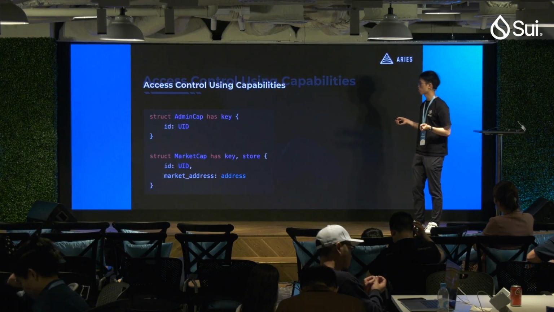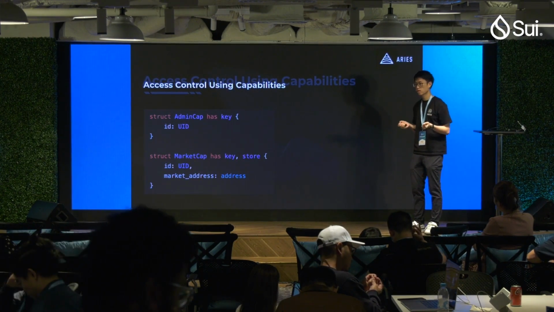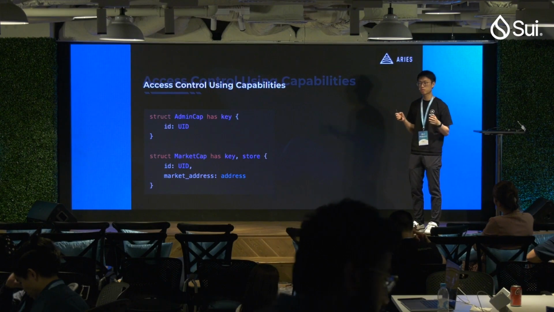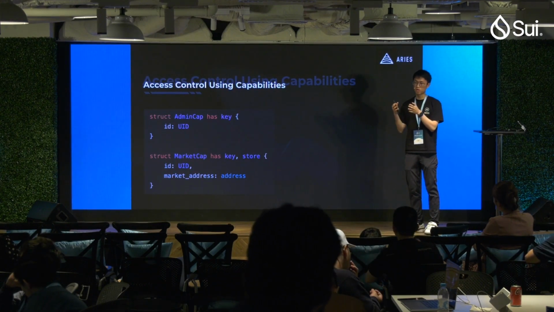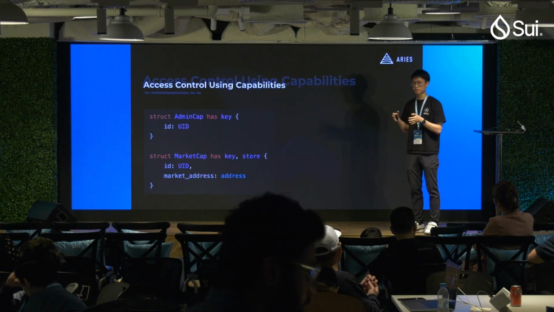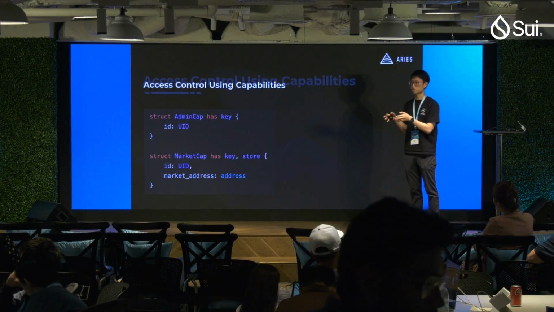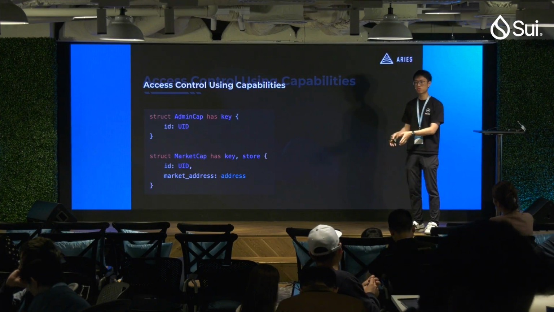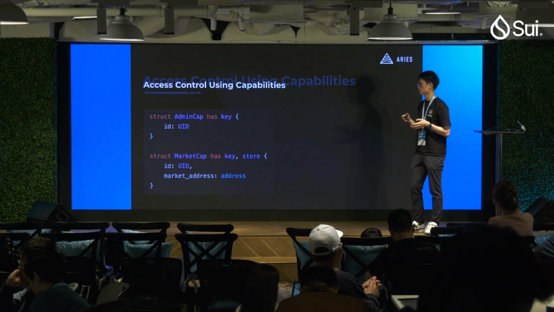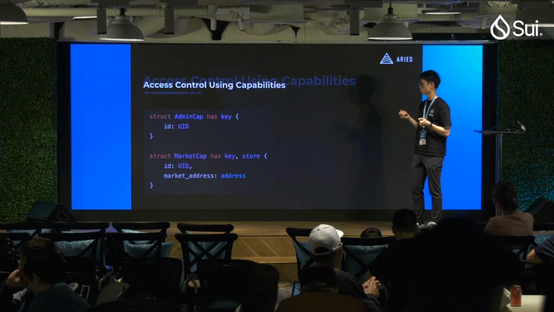And also, it's super important to have access control. Why is it important? Suppose that you have a lending market, then you don't want anyone to come out and create junk coins and add those junk coins as collaterals. And then what they can do is put in all of the junk coins and then borrow the legit coins. So that's why it's super important to have access control.